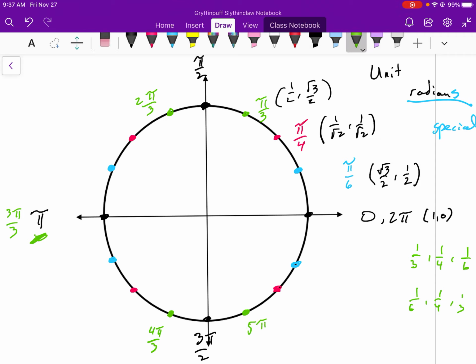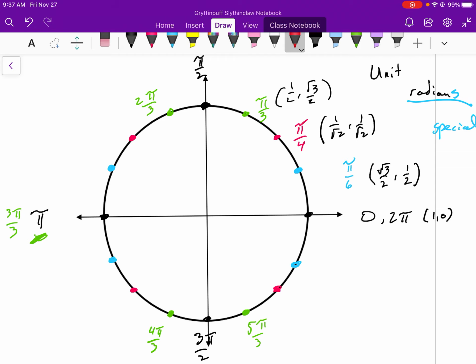This angle is going to be 5 pi over 3. Now, how did I get that? Perhaps I'm going to think of it differently. I'm going to go all the way around the circle. That's 6 pi over 3 minus 1 pi over 3. It's 5 pi over 3.